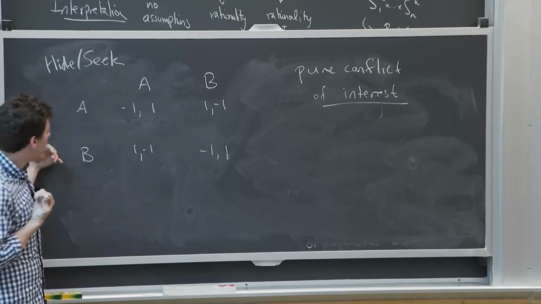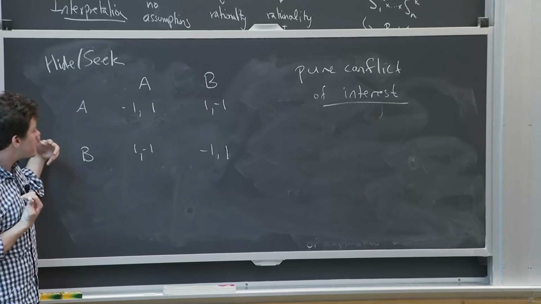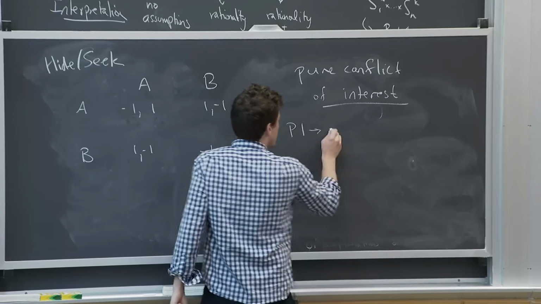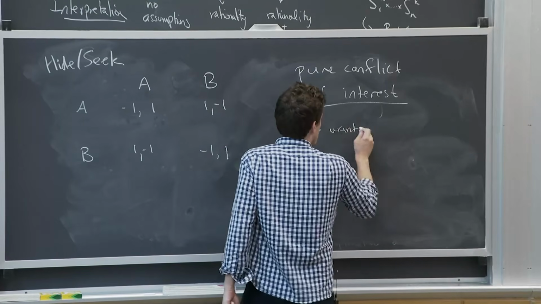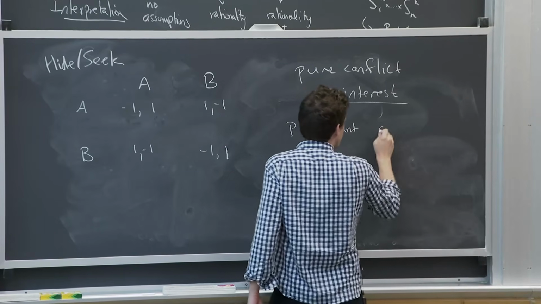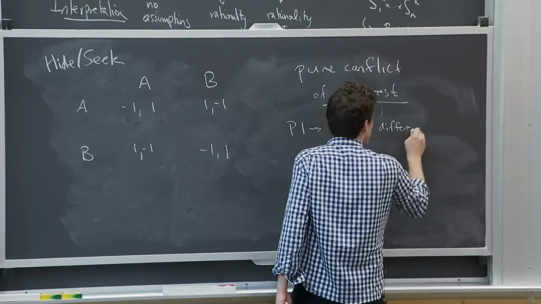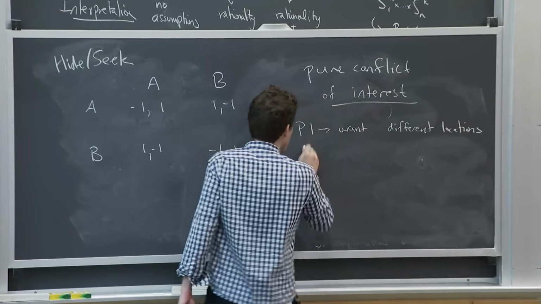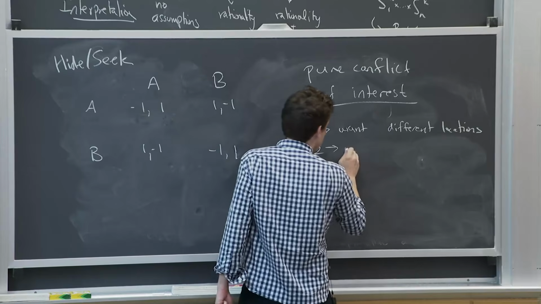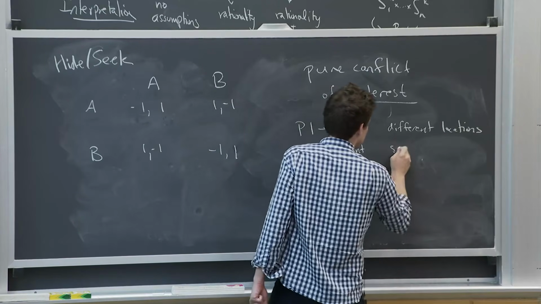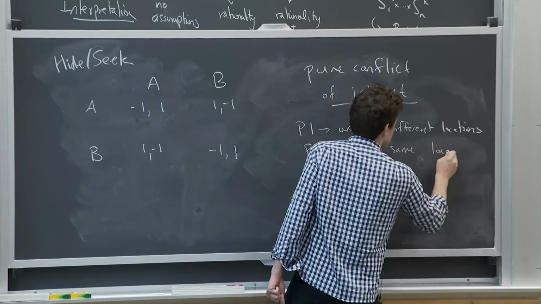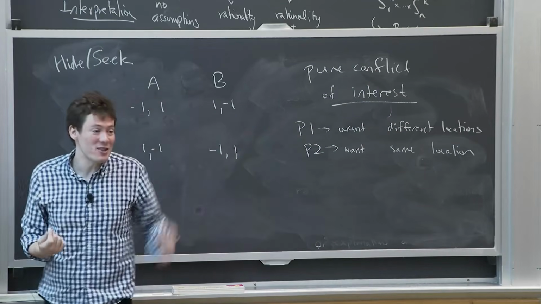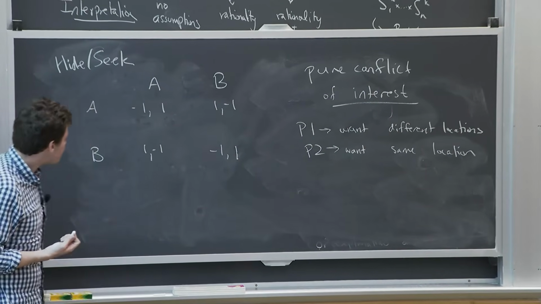I, as player 1, want us to hide in different places. So what does player 1 want? They want them to look and hide in different places. And player 2 wants them to be in the same location. Of course, the hard part is you can only choose your location. If you could choose the other person's location, then it would be easy.